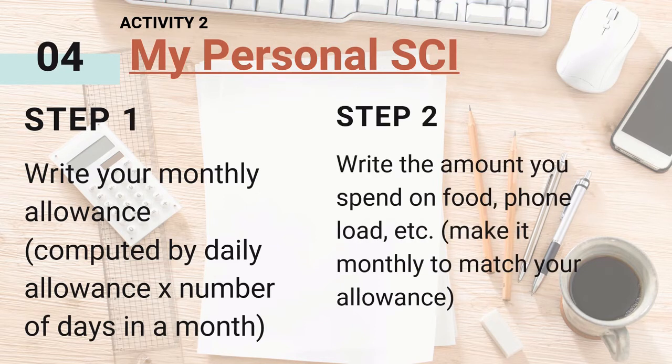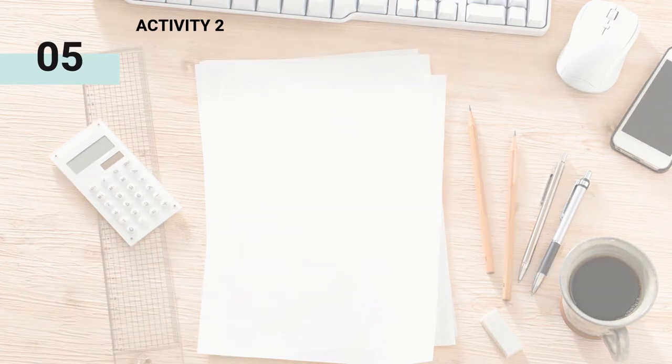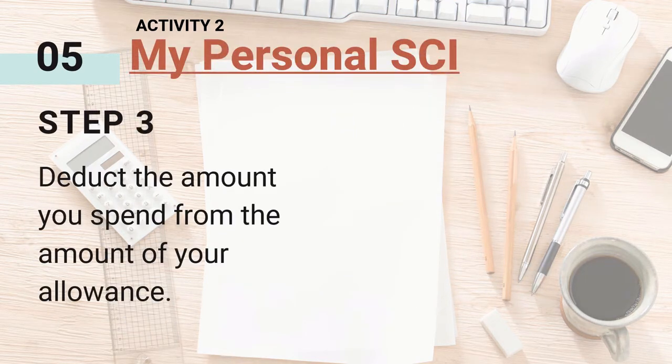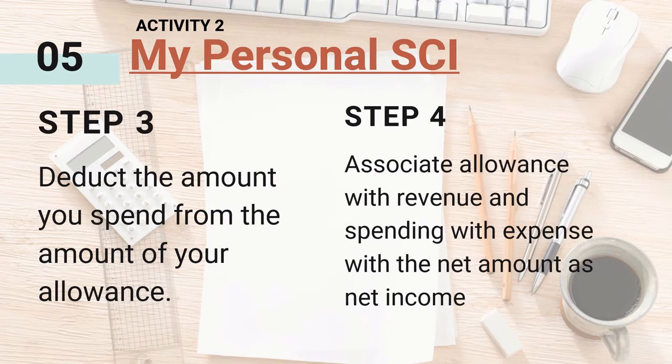Step 2, write the amount you spend on food, phone load, etc. Make it monthly to match your allowance. Step 3, deduct the amount you spend from the amount of your allowance. And step 4, associate allowance with revenue and spending with expense with the net amount as net income. Tapos na ba kayo? Let's proceed with our lesson.